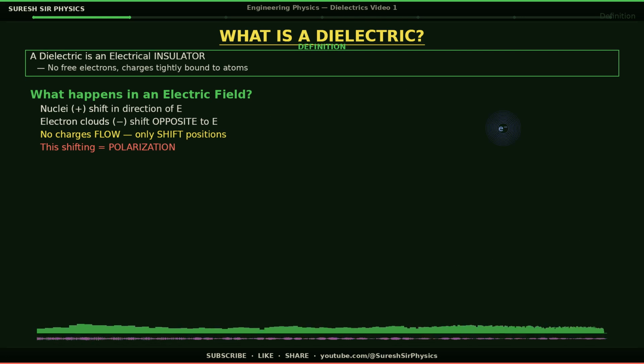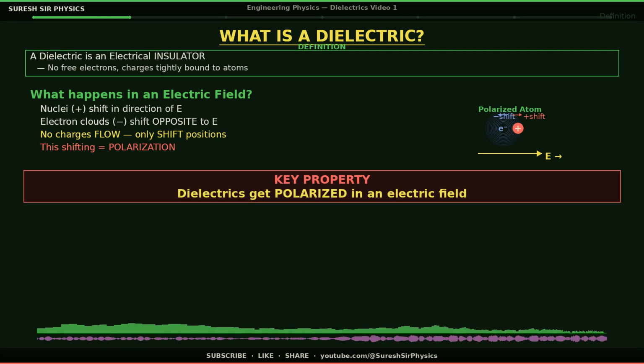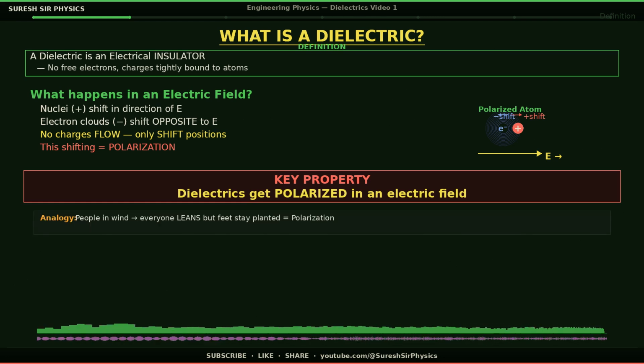The positive charges, the nuclei, shift slightly in the direction of the field. The negative charges, the electron clouds, shift slightly opposite to the field. No charges actually flow, no current, but the charges shift from their equilibrium positions. This shifting of charges is called polarization, and this is the most important property of dielectrics.